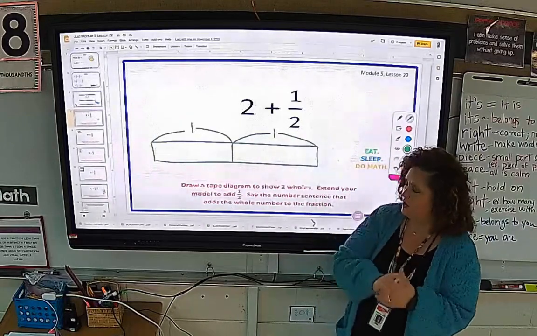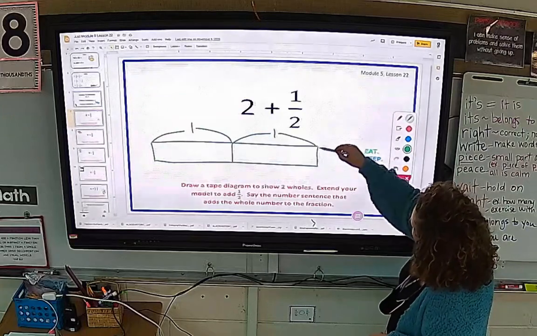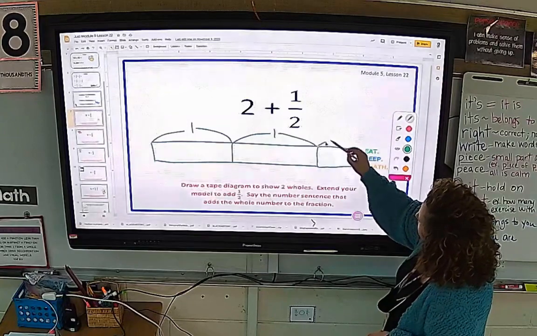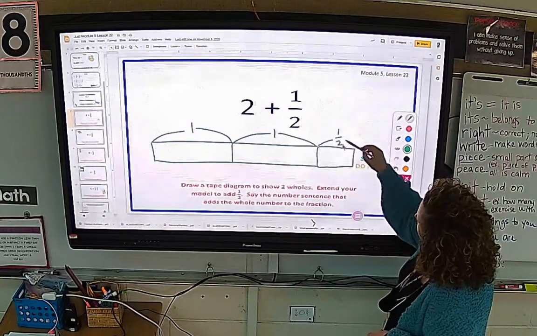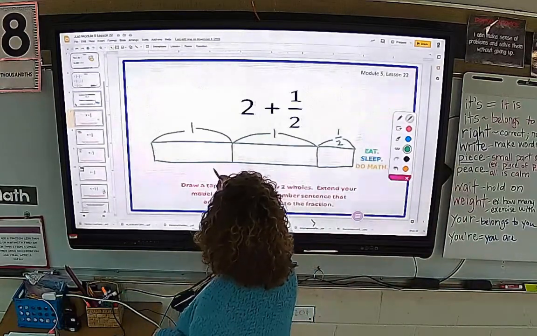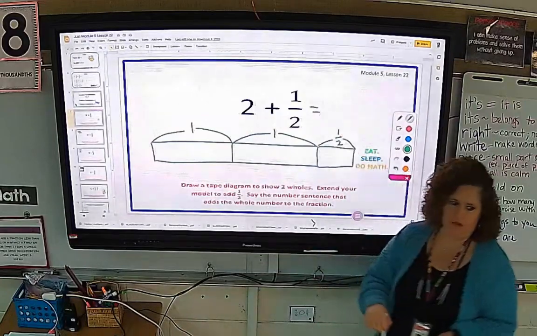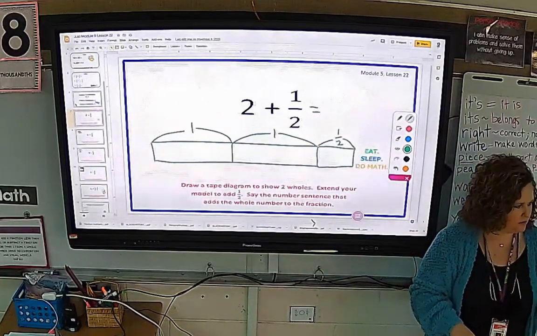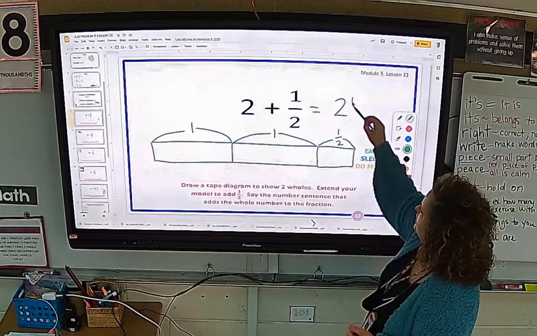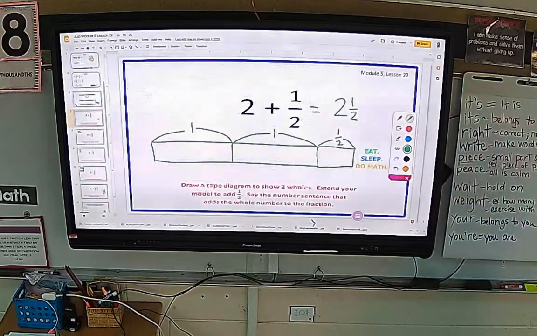And now I need to show that I'm adding 1/2. So I'm going to draw a little piece right there, and I'm going to call that 1/2. Okay. And so this is showing 2 plus 1/2. And what would 2 plus 1/2 equal? Yeah. 2 wholes and 1/2. 2.5. It's just moving them together.